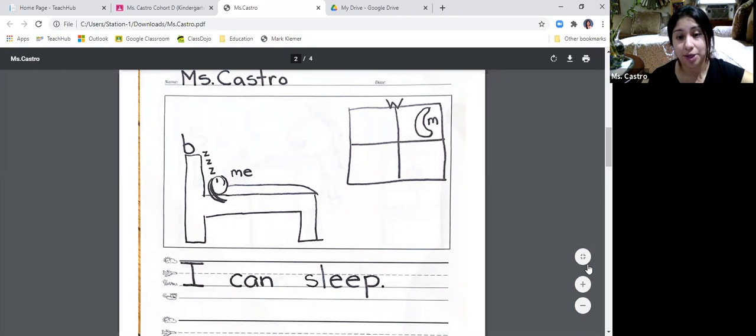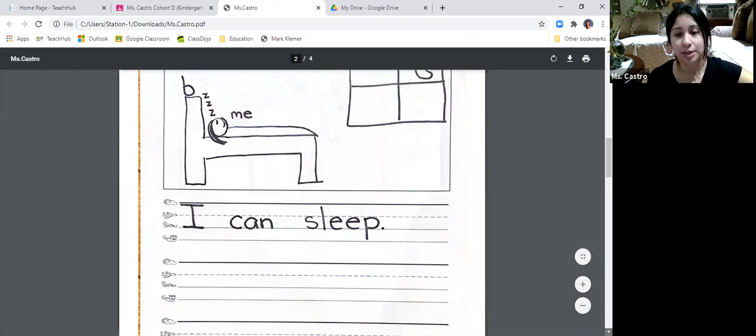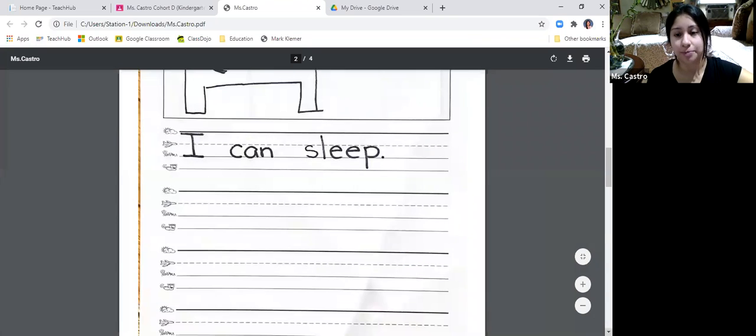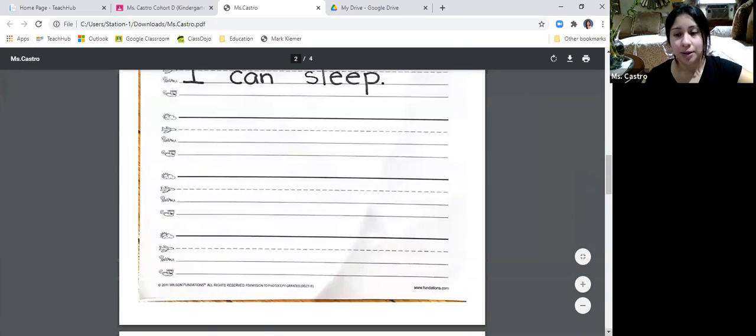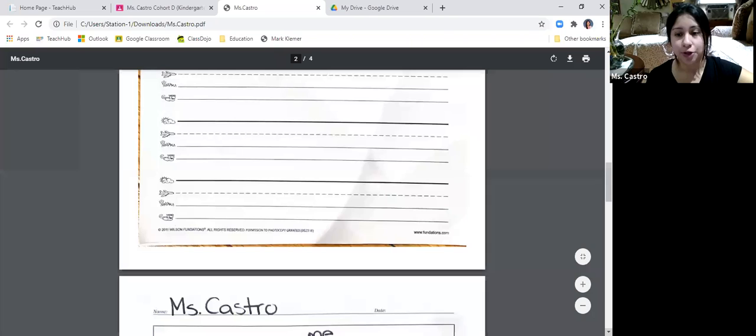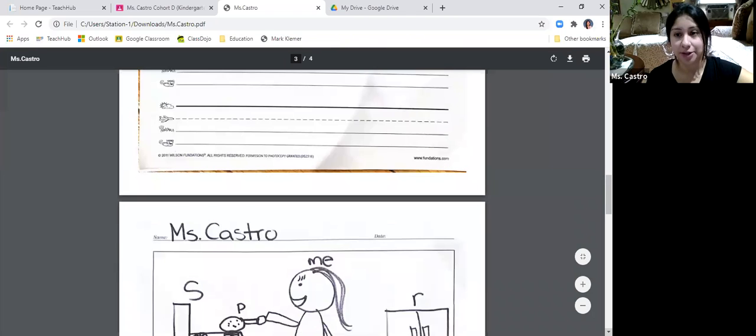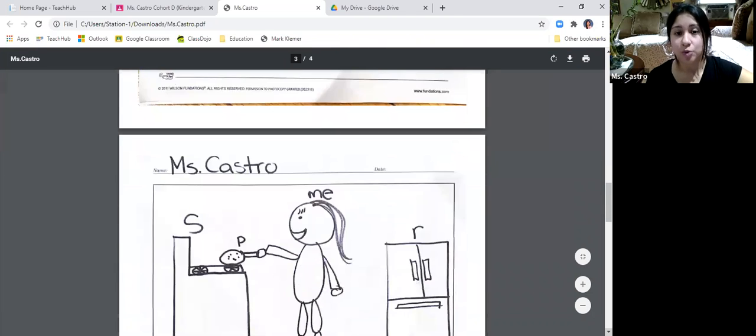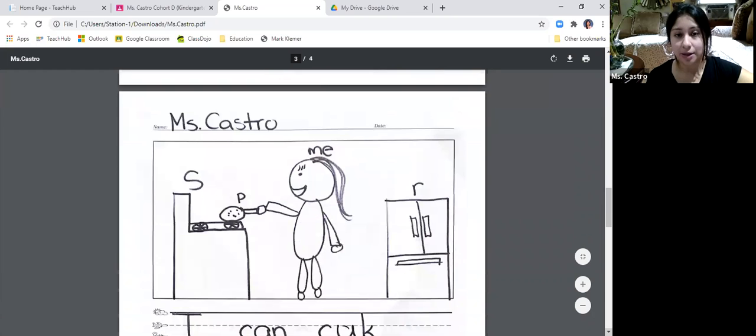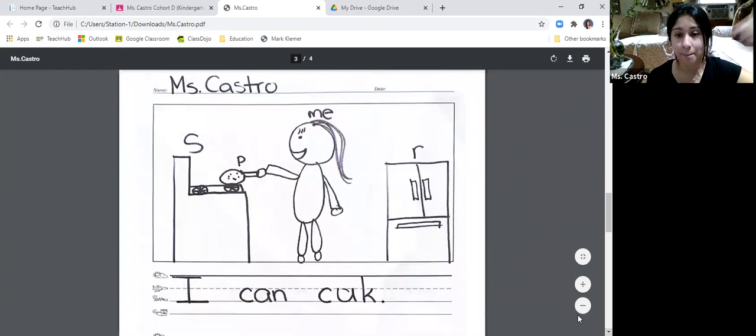Okay. You think of something different that you can do. All right. Maybe you can eat. Maybe you want to show me some type of food that you like to eat. Whatever it is that you want to illustrate, it's whatever you can do. Okay. Now, moving on to the next page, which is page 3. Page 3, you're explaining something different that you can do. So this is what Miss Castro is explaining what I can do.